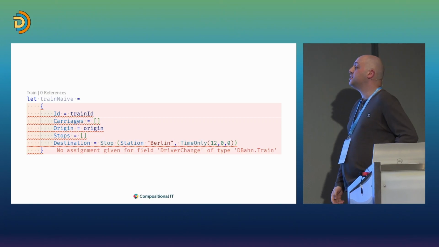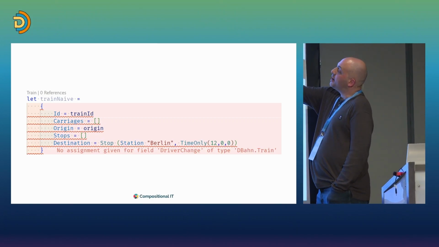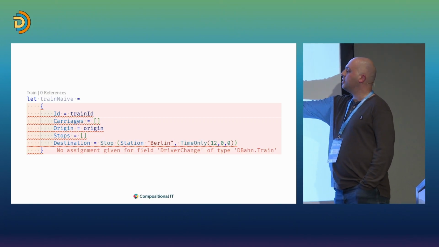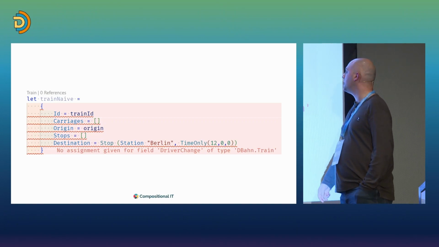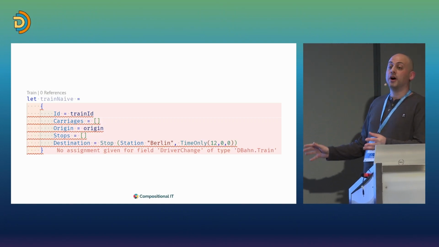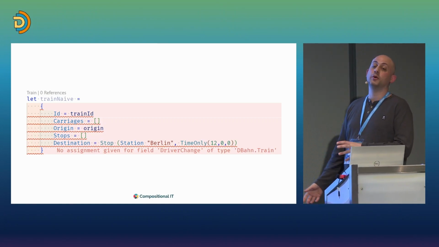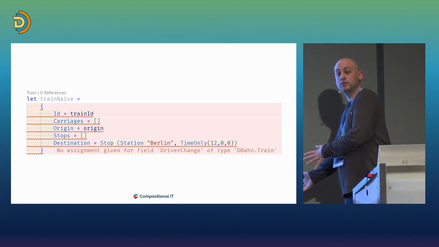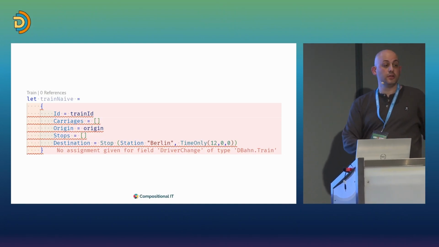Except F# won't let us do that. I'm trying to create a train here, and I get an error: no assignment given for field driver change of type train. In other words, the compiler will not let us create half an object. Either you create it all, or you don't create it at all.